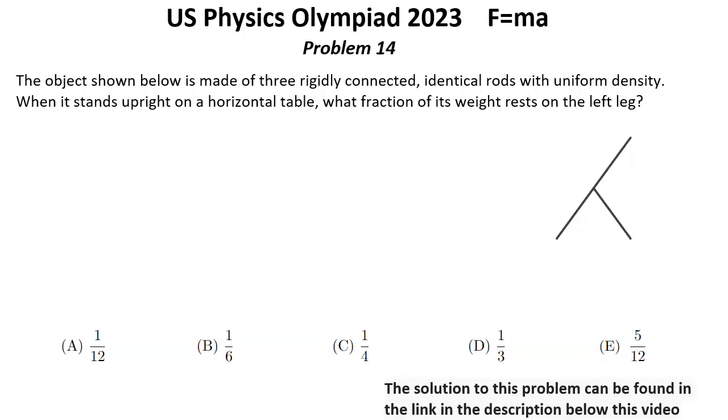Problem number 14. The object shown below is made of three rigidly connected identical rods with a uniform density. When it stands upright on a horizontal table, what fraction of its weight rests on the left leg?